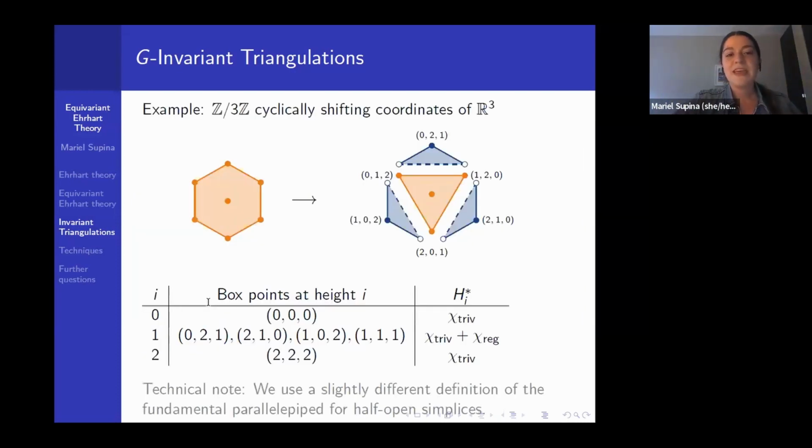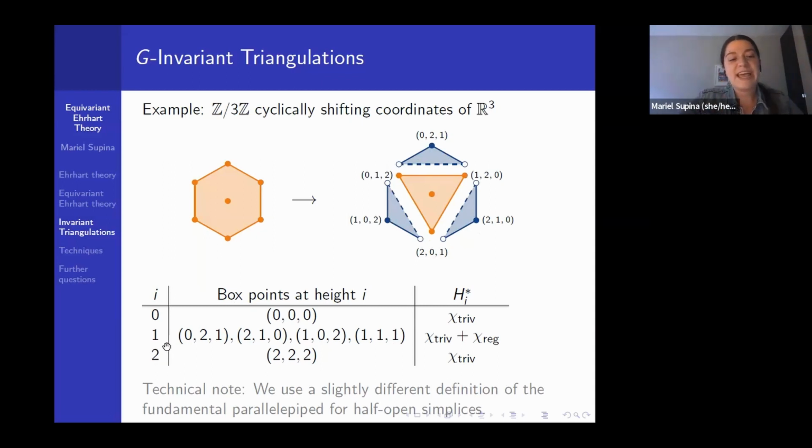So as an example, here we have the hexagon, the permutahedron. We just take the cyclic group, cyclically shifting the coordinates. And then we can take this half-open triangulation here, which is invariant under the action of the cyclic group. So there's one orbit of size 1, which is this triangle in the middle, and then there's an orbit of size 3, which is the size of the group, which is these blue triangles. And if we look at the points in the fundamental parallelepipeds of all of these half-open simplices at each height 0, 1, and 2, we get these points listed in this table here.